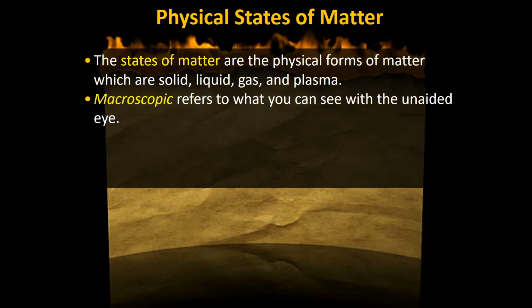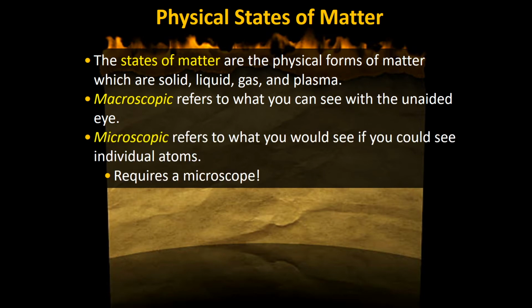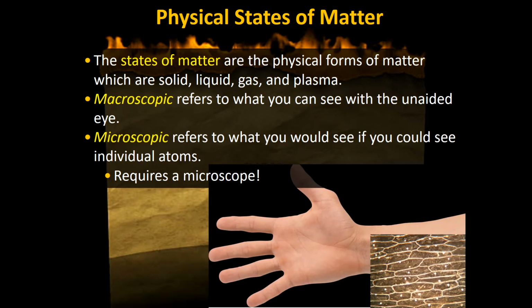We can characterize something as being macroscopic. It refers to what you can see without a microscope, the so-called unaided eye. And then we have microscopic, which refers to things that you would see if you could see individual atoms. They require a microscope. So your skin, for example, has a macroscopic structure where you can actually see it with the hair on top of it. Then you can also zoom in with a microscope and see microscopic things like the skin cells that build it up.